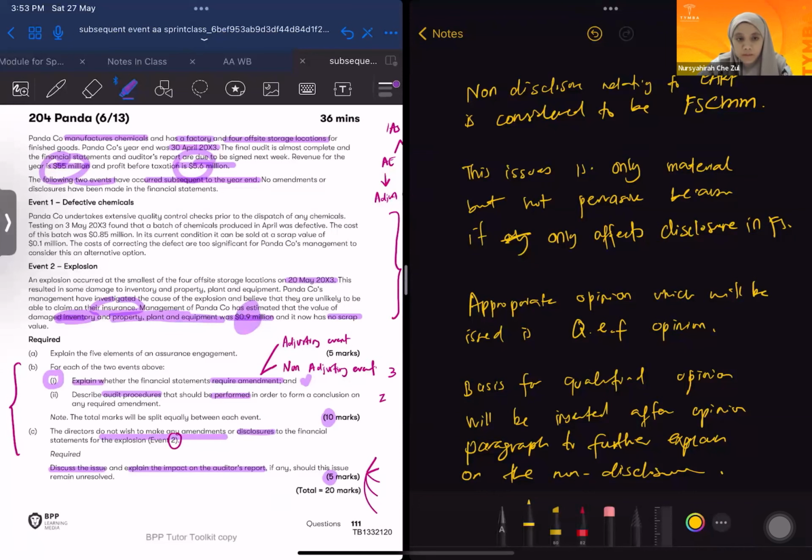Usually, guys, if this question comes out in section B, it is usually tested in the last question. The examiner may choose to be a bit nasty and test you on subsequent events followed by an audit report question, so like 2 in 1. Done.